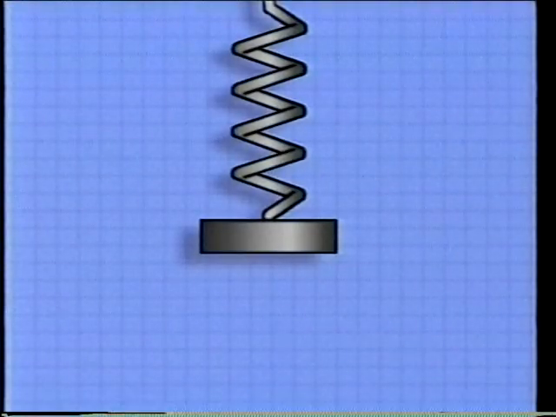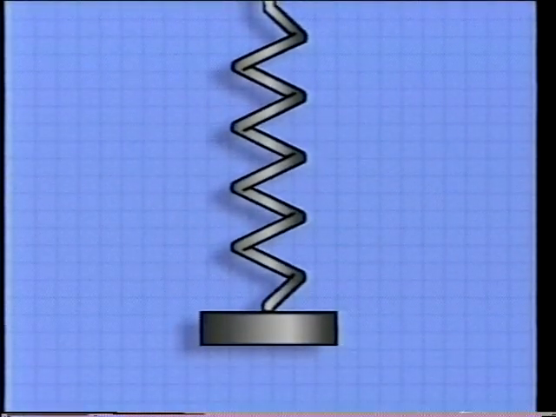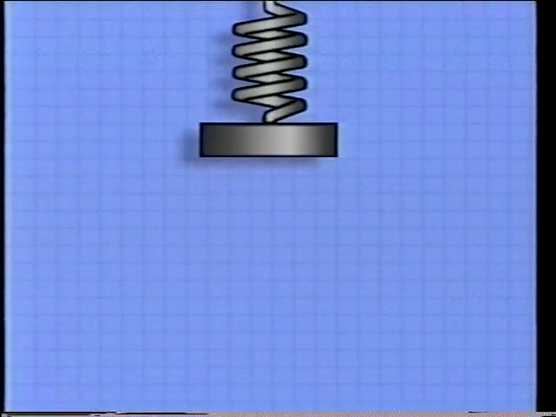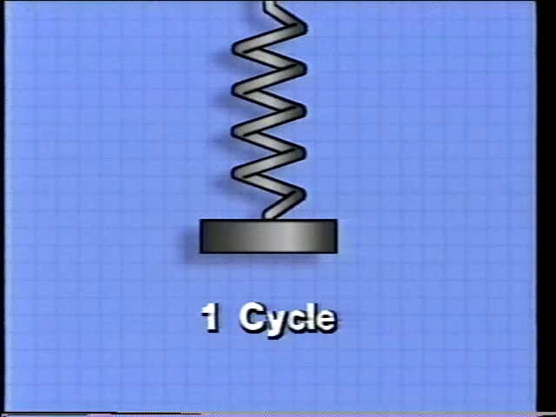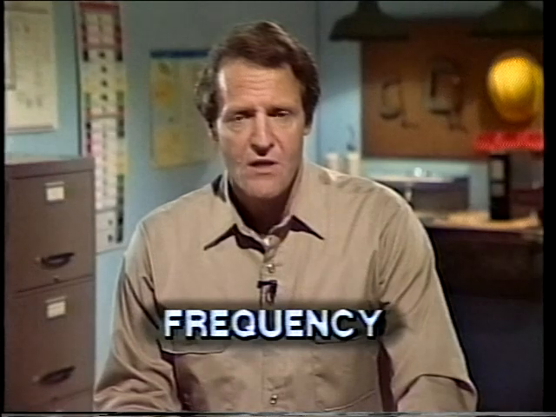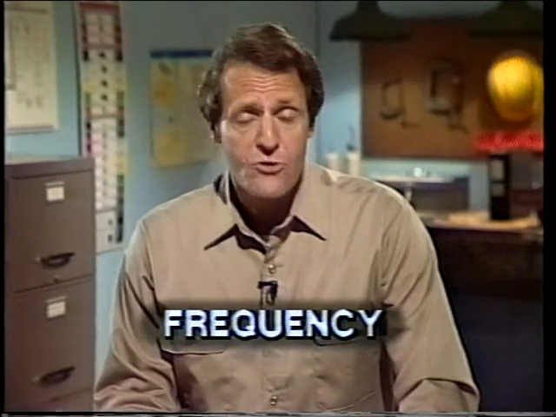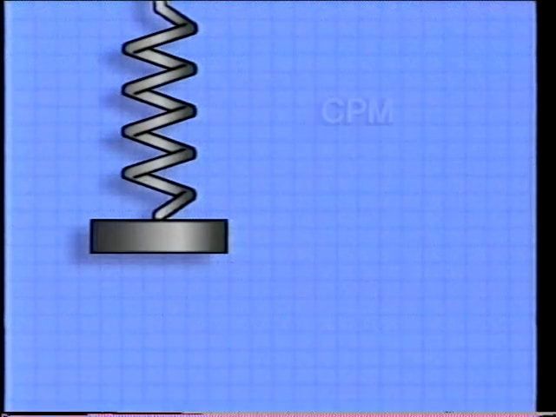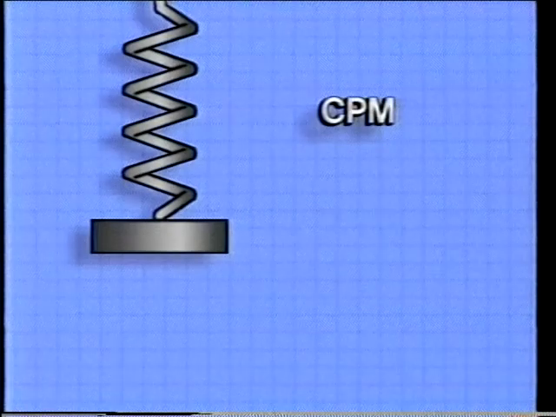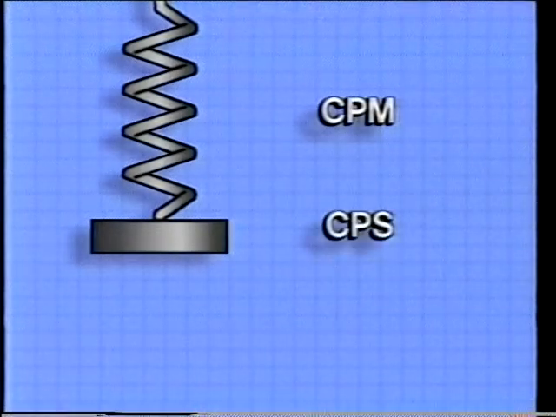For example, one term that's used in describing vibration is cycle. When the block moves from the starting position to one extreme, then past its starting position to the other extreme, and finally back to its original position, it is said to have completed one cycle. The number of cycles that occurs over a specific amount of time is known as the frequency of the vibration. Frequency is one of the fundamental characteristics of vibration. Frequency can be measured in cycles per minute, which is abbreviated CPM, or in cycles per second, abbreviated CPS.